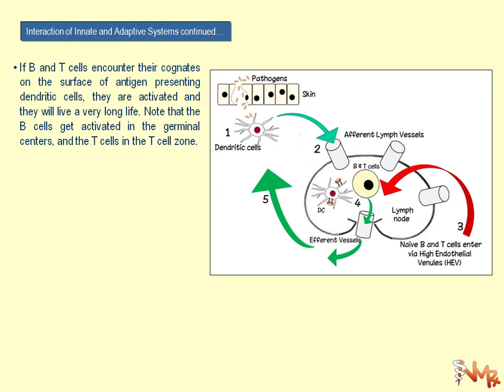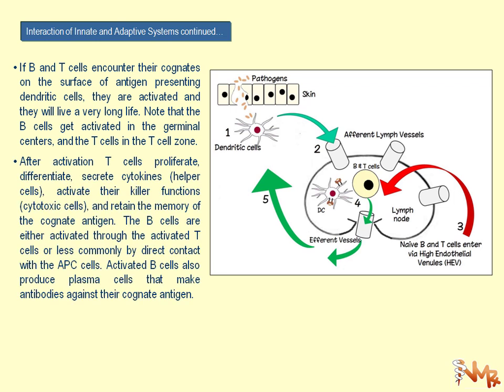I'm going to show better diagrams, and I'm going to revisit the structural anatomy of the lymph nodes later. At this point in time, we are looking at the big picture. After activation, T cells proliferate and differentiate. They secrete cytokines. For instance, T helper cells secrete specific cytokines that activate the killer functions in some types of T cells, especially CD8 positive T cells, the so-called cytotoxic T cells.